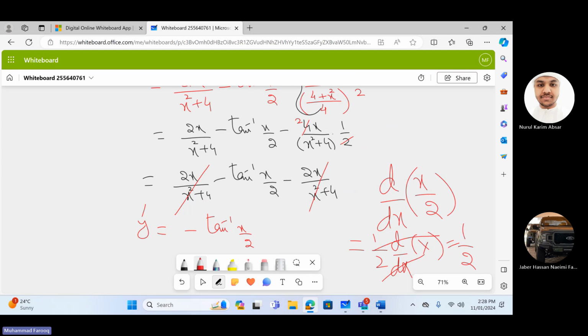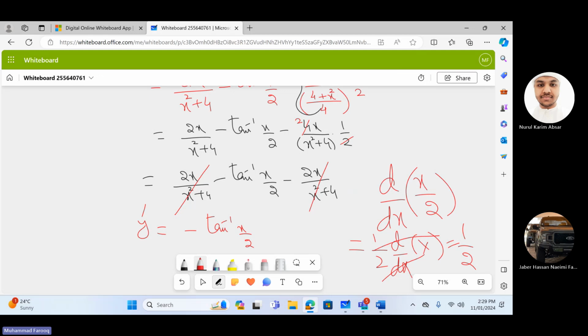Yes or no? 2 is a constant. It means x by 2 you can write as 1/2 times x. 1/2 is a constant, so the derivative is not affected. 1/2 remains as it is. The derivative of x is 1. So the derivative of x by 2 is half. Clear? Understand the differentiation? Okay, now come to the integration part.